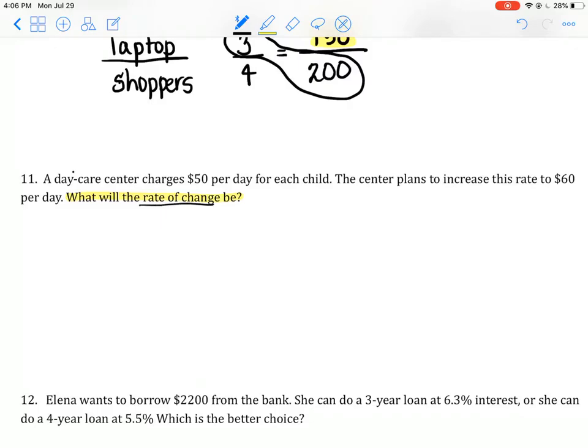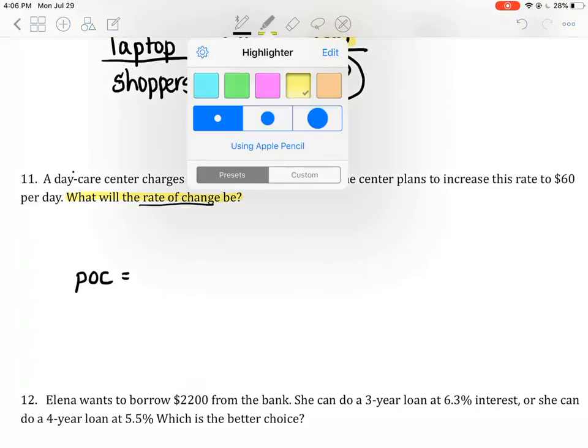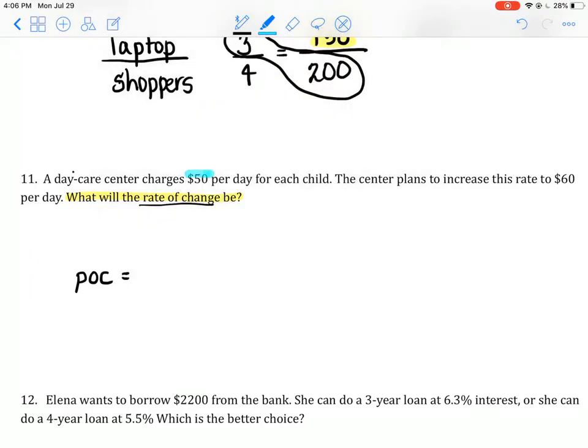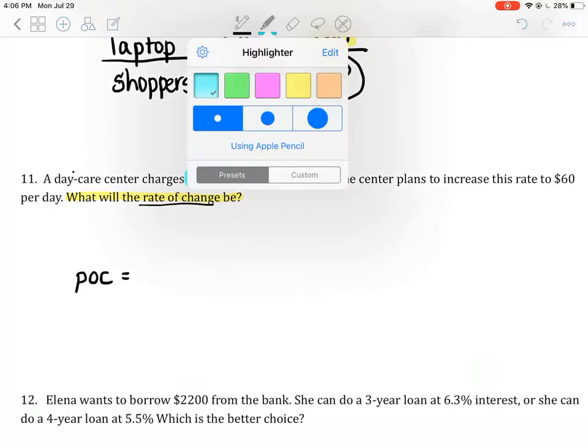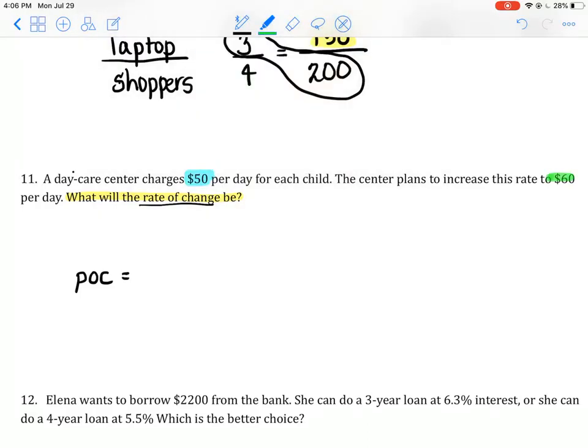Well, rate of change is the same as percent of change, so we can use that same formula. And we need to go back into our problem and figure out original. And then the new rate will be 60. So then we're ready to figure percent of change, where you have new minus original over original.